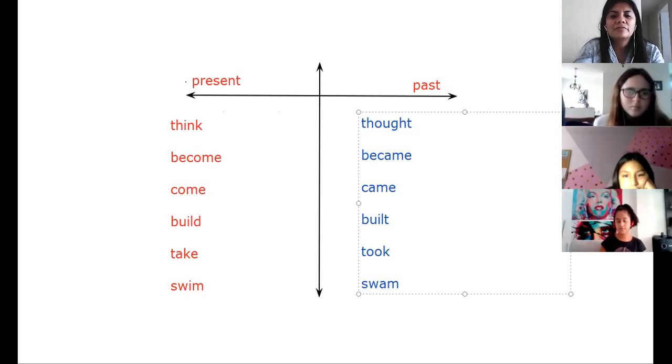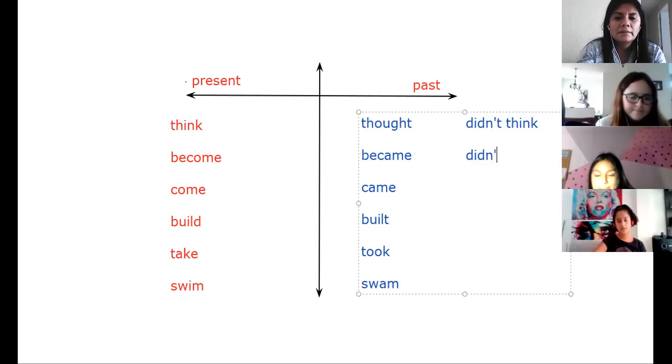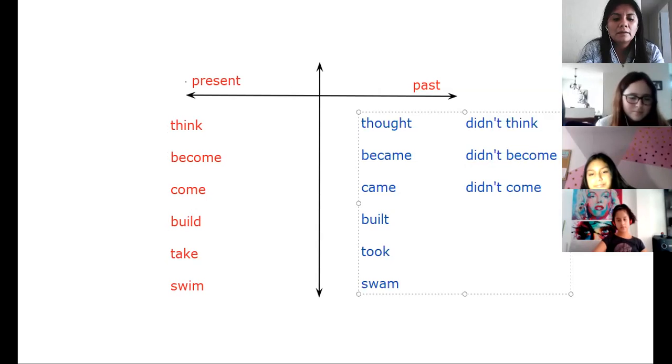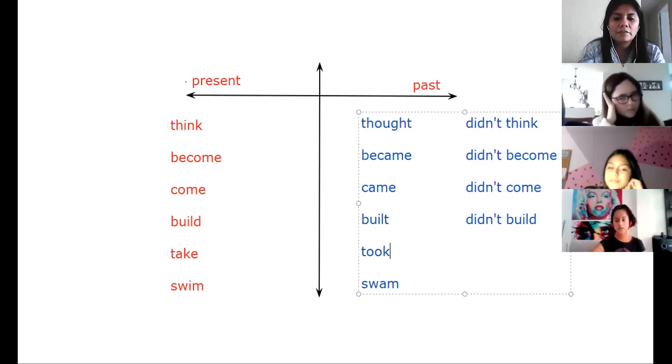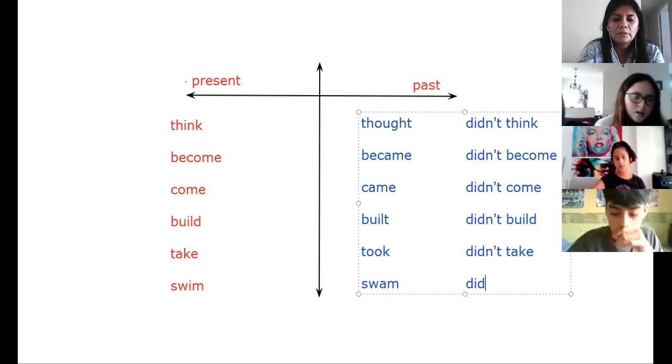Okay. Tell me the negative. Didn't think. Excellent. The negative of become: didn't become. Very good. The negative of come: didn't come. Excellent. For build: didn't build. For take: didn't take. Excellent. For swim: didn't swim.